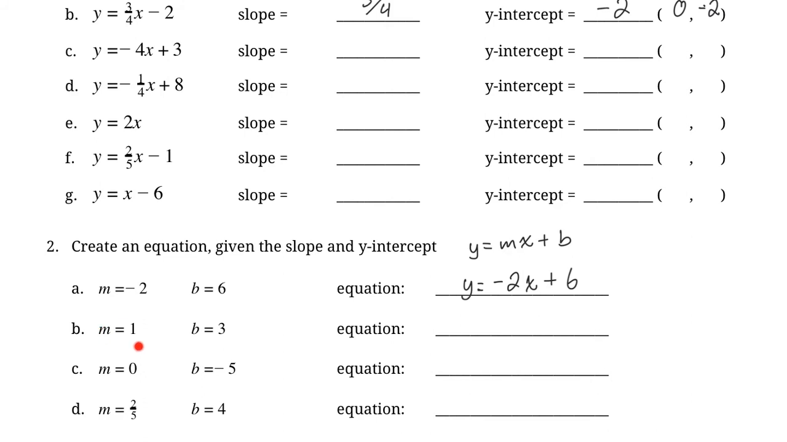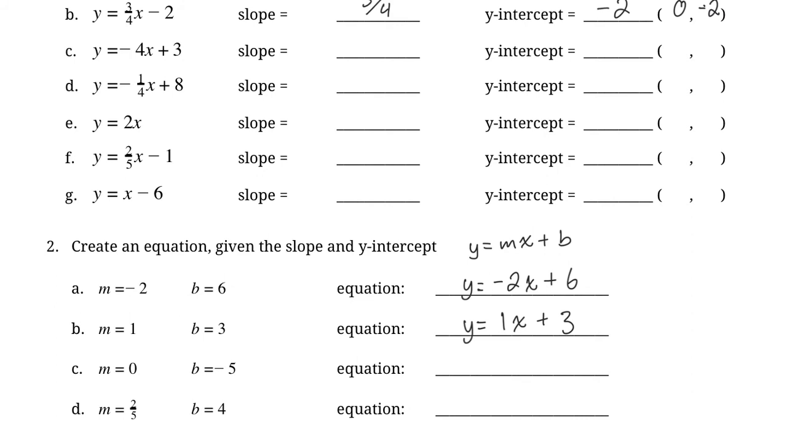When m, our slope, is equal to 1 and b, our y-intercept, is 3, our equation is going to be y equals 1x plus 3. And we wouldn't necessarily have to include this 1 in front of the x. And let's actually try one last one.